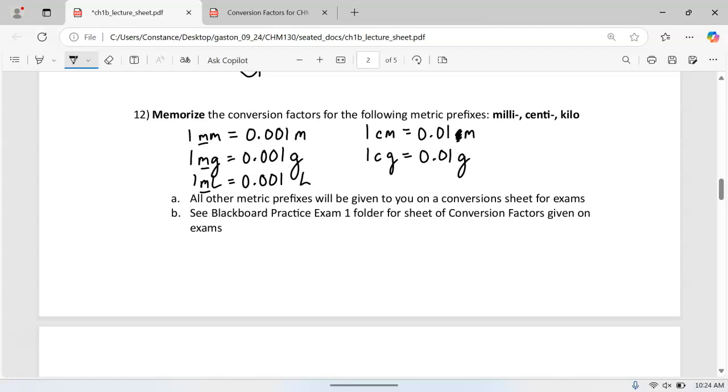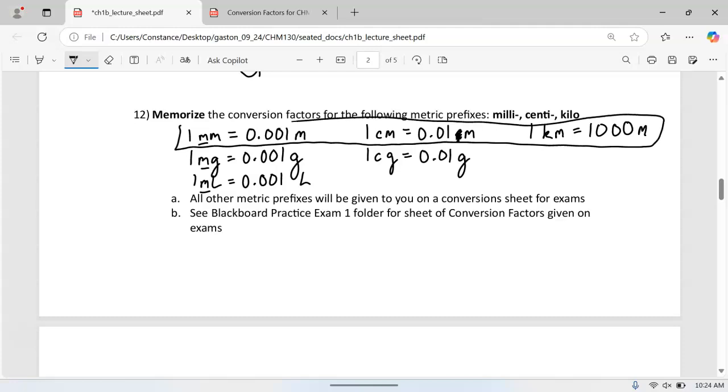Okay, and then the last example is the kilo. So the kilo is the one that's bigger than the base unit. 1 kilometer is equal to 1,000 meters, or 1 kilogram equals 1,000 grams, or 1 kiloliter equals 1,000 liters. Okay, but those are the 3 prefixes that you have to have memorized for this class. And those are 3 examples using the meter, but you can change out that base.